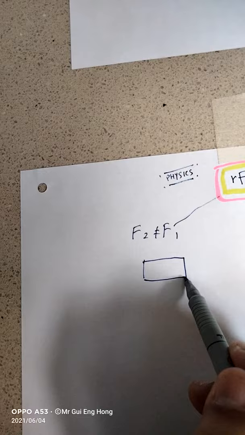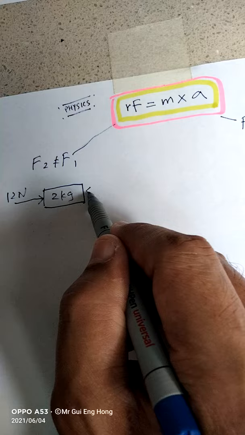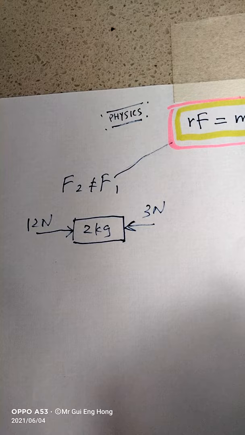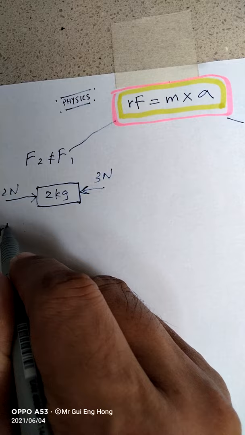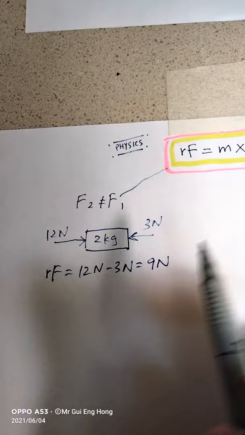If I have a 2 kg box, and there are two forces acting on it, say 12 newton and 3 newton. Now in this case, we say that the resultant force is 12 minus 3. Now it is 12 minus 3 because they are in opposite direction. If they are in the same direction, then it will be 12 plus 3.